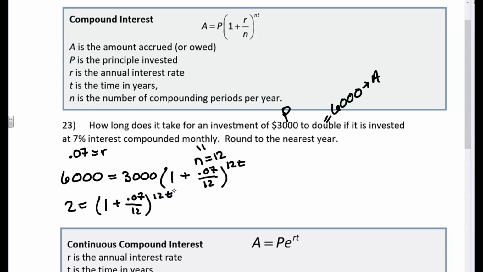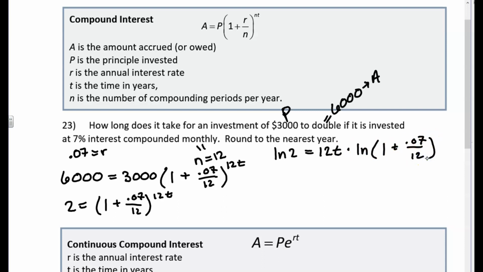I'm going to use natural log because it's shorthand, but it really doesn't matter which one you choose. You're still going to end up with something really ugly at the end. So now I have the natural log of 2 equals, when I take the natural log, that 12t can come to the front: 12t times the natural log of this hideous thing, 1 plus 0.07 over 12.